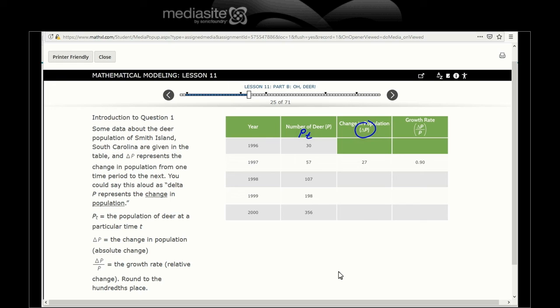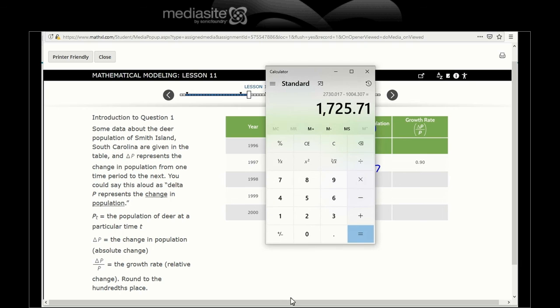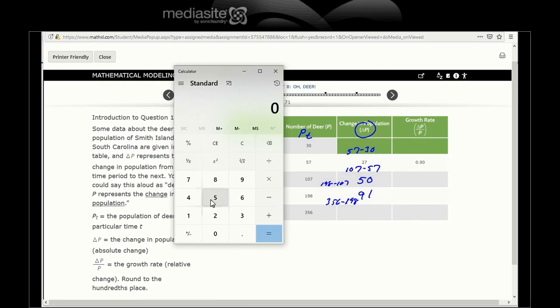In this case it would have been 27, that was 57 minus 30. Then the change here, 107 minus 57, which gives us 50. The next change, 198 minus 107, I believe 91. Then 356 minus 198. Okay, that's a little too big for me to do in my head. 356 minus 198 is 158.